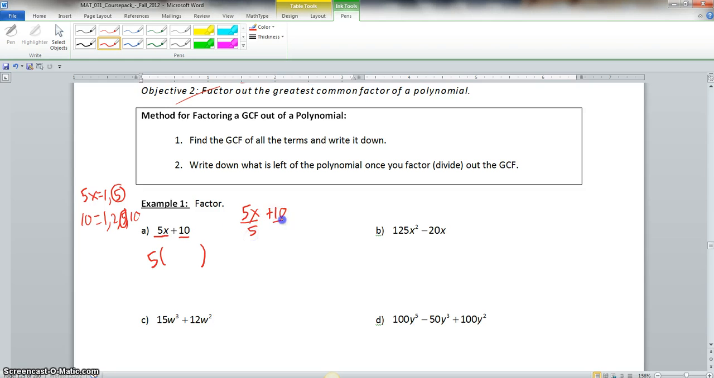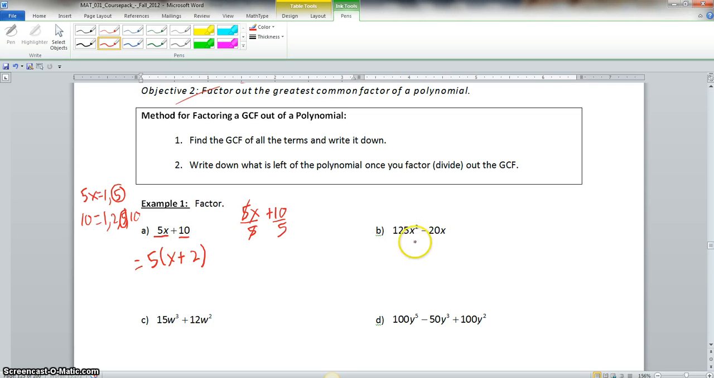You factored out a 5. So you divide both of these terms by this 5. So we know these 5s will simplify out and leave you x. This 10 divided by 5 is positive 2, and you write it with its sign. And that is it. So we just factored A.